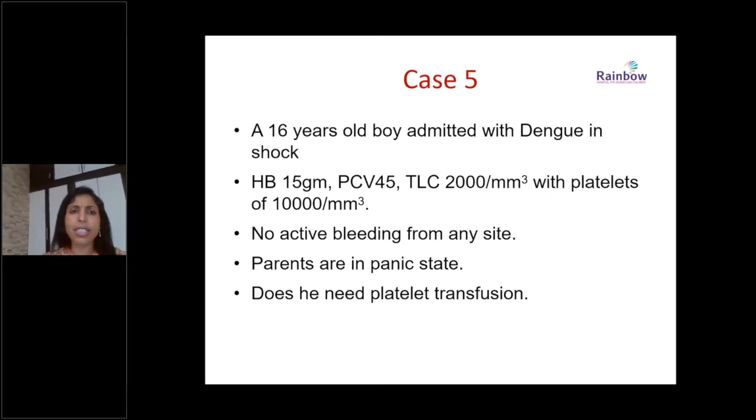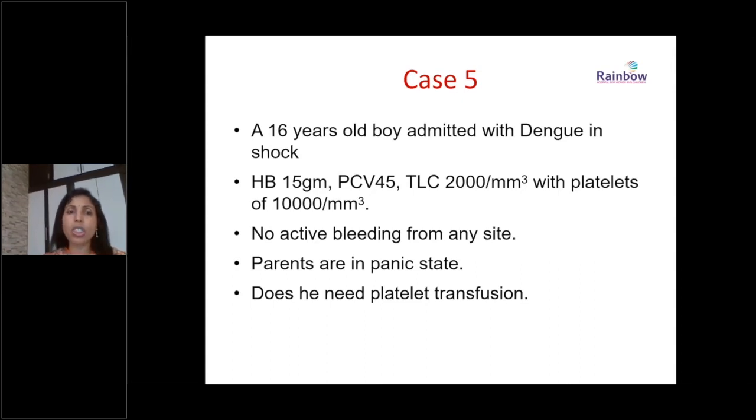So moving on to the next case. This is a 16 year old boy admitted with dengue shock. His platelets are very low, as you can see. He has hemoconcentration. His platelets are very low. There is no active bleeding from any side. Parents are in a panic state, which we always face. However, what do you want to do here? Do you want to transfuse the platelets, or do you not want to transfuse the platelets?